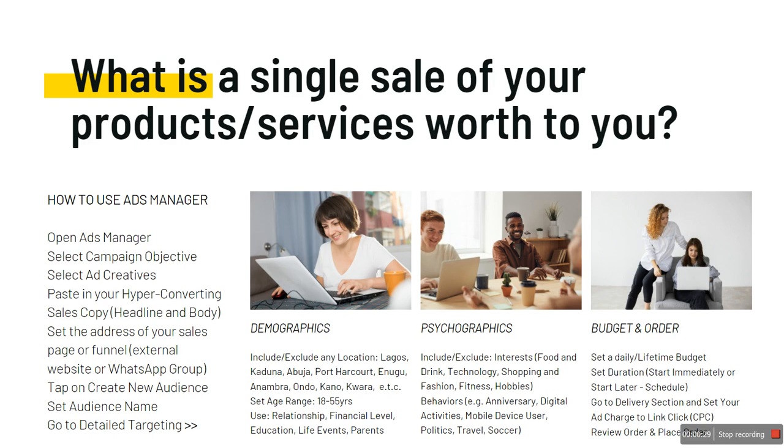Now when you want to run ads, apart from the copy, apart from the ad creative, you need to have an objective. You need to have a campaign objective. What exactly do you want to achieve? What is a single sale of your product or services worth to you? Is it maybe you want to be able to pay your rent on time, pay your staff, or you want to have a good investment for expansion?